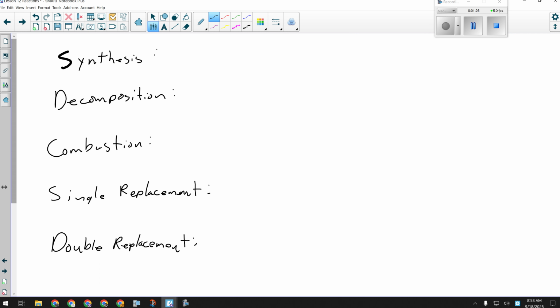For a synthesis reaction, we have an element plus another element, and it goes like that. That's the only reaction type that starts that way. For a decomposition reaction, it's the only reaction type that has only one reactant. The only thing it can do is break down because there's nothing for it to react with.